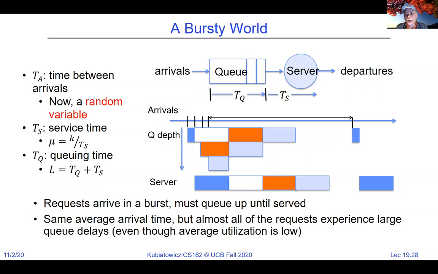And if you think about this, this is really your common experience when everybody shows up at noon at a Pete's Coffee. You have that queuing problem, right? And that queuing problem is because of the burstiness of the arrivals.